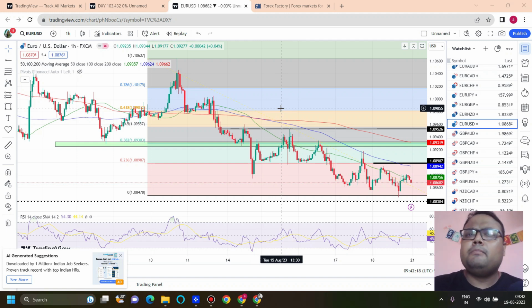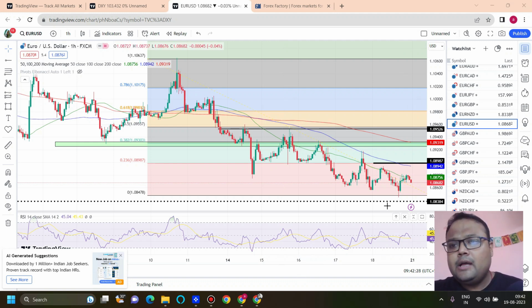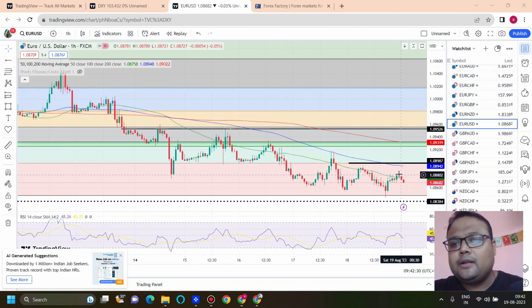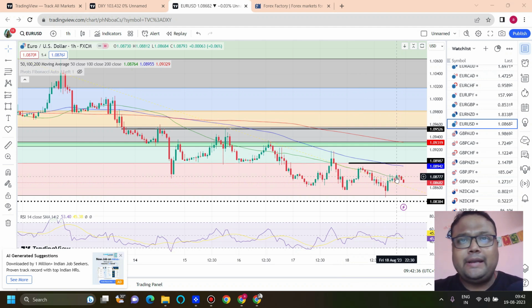But usually on Monday, we don't get to see much volatility during the first half. So chances of market going to 1.0930, 1.0950 are very less. And as we can clearly see, that market is already struggling around a 50 moving average here. So I will not recommend any position right after the market opening. Let's wait and watch.